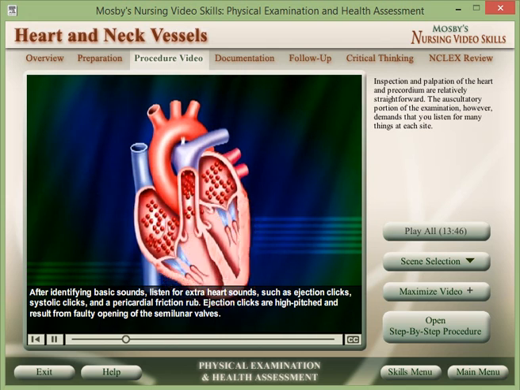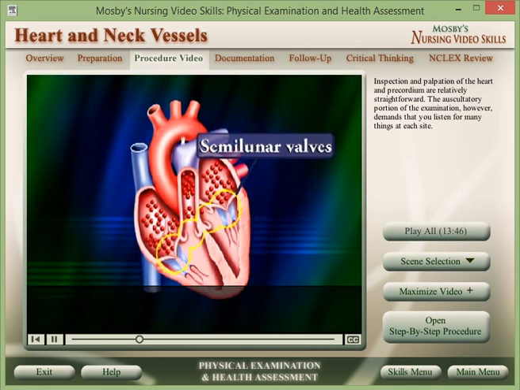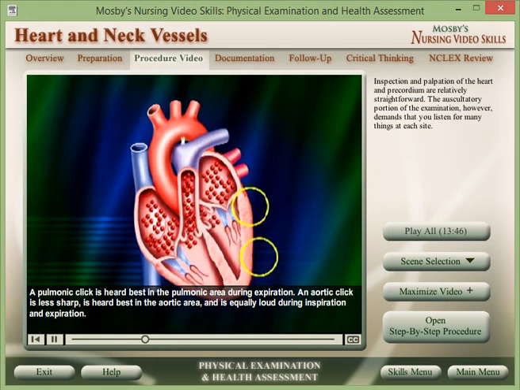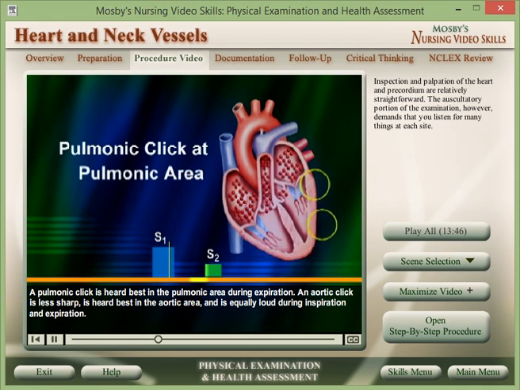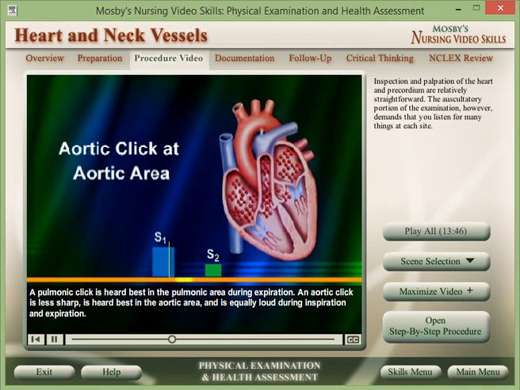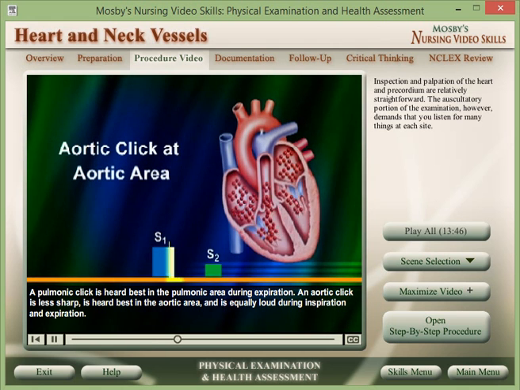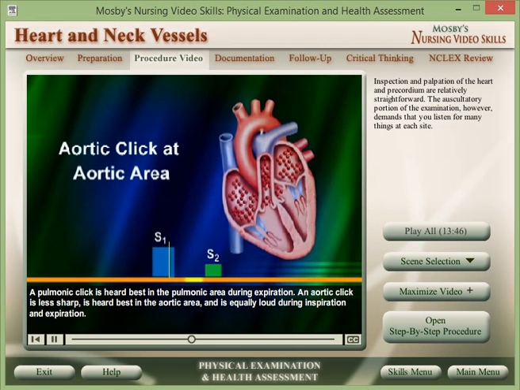Ejection clicks are high-pitched and result from faulty opening of the semilunar valves. A pulmonic click is heard best in the pulmonic area during expiration. An aortic click is less sharp, is heard best in the aortic area, and is equally loud during inspiration and expiration.